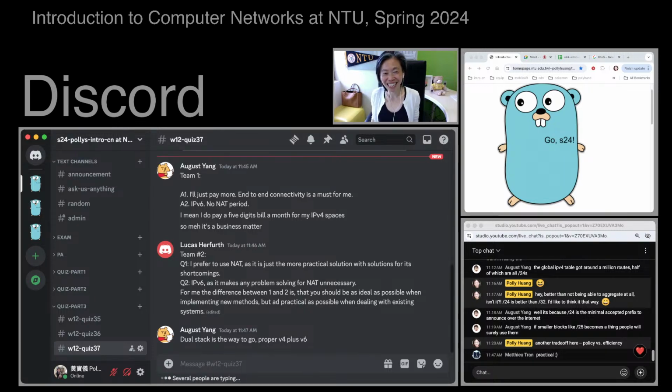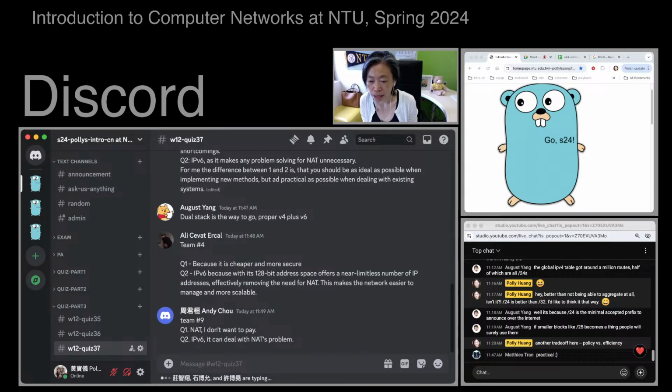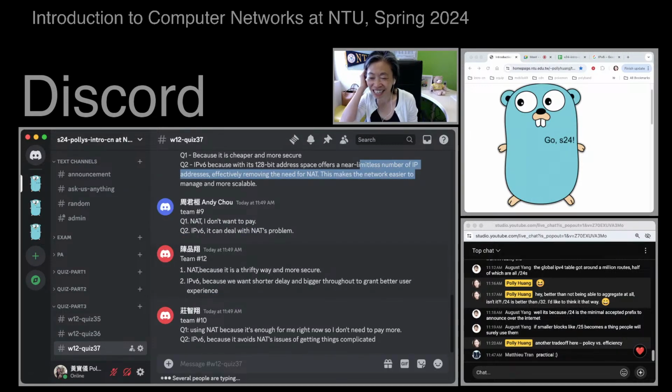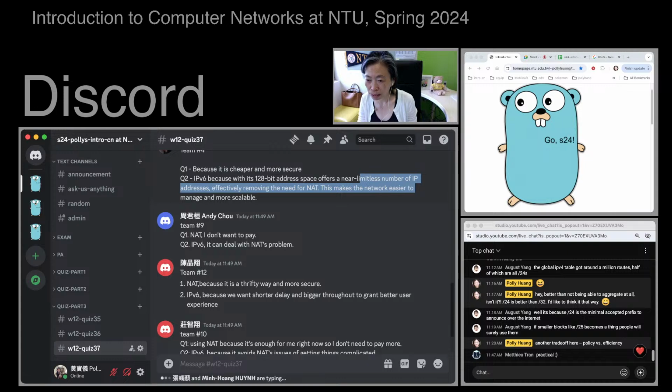Okay, so I see the other groups are converging to some answers. Team 4, Ali. Q1, cheaper and more secure. I guess you're choosing one NAT, right? One IP and then NAT. Q2, IPv6 because it's 128 bits. Limitless number of IP addresses for now. Okay, I see. Effectively removing the need for NAT.